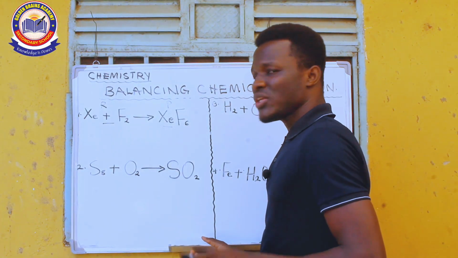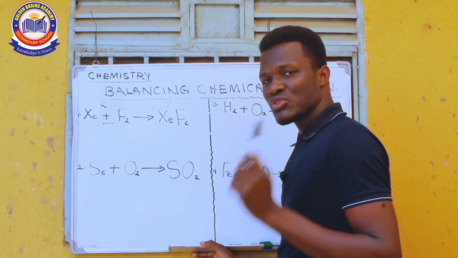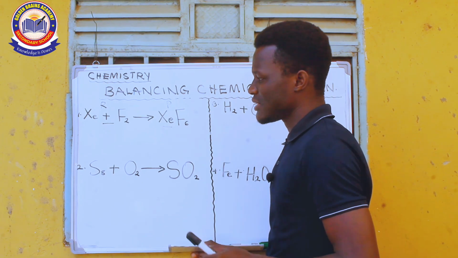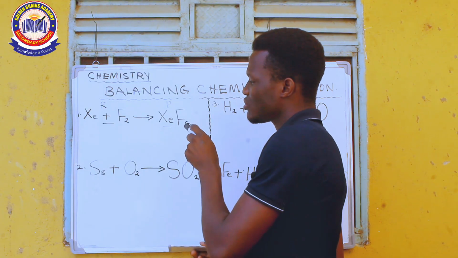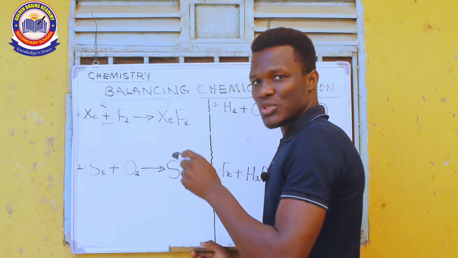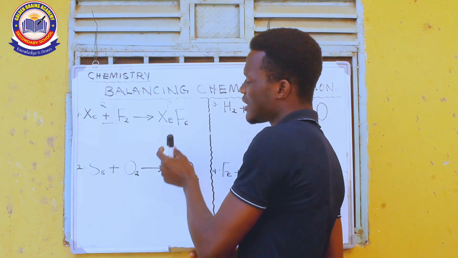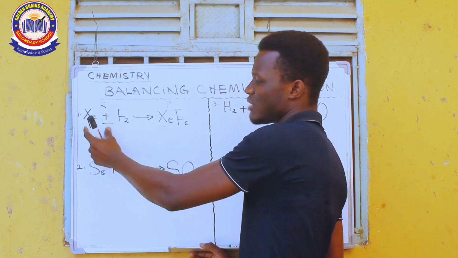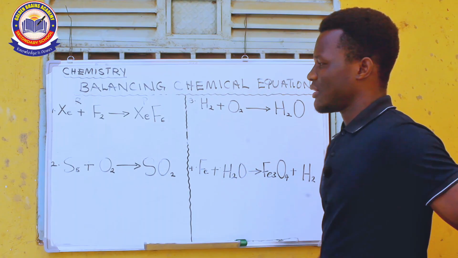Then when you're going to be balancing the equations, you have to know also another thing. That is, you are going to be adding numbers to these symbols to make sure the number of elements on this side equals the number of elements on this side. The number of elements on the reactants equals the number of elements on the product sides. Okay?